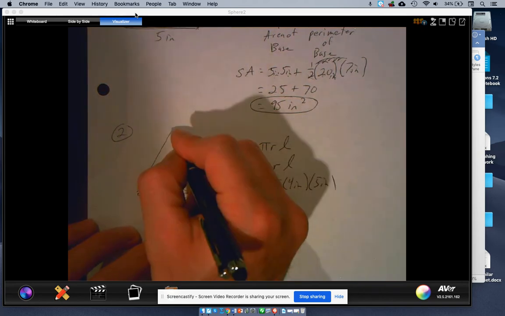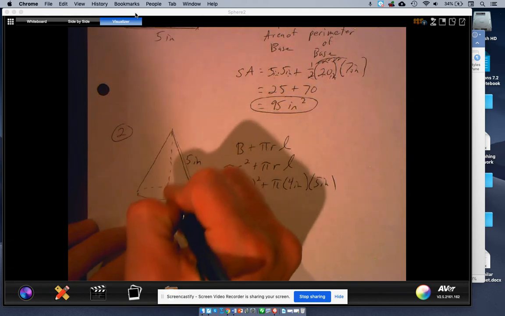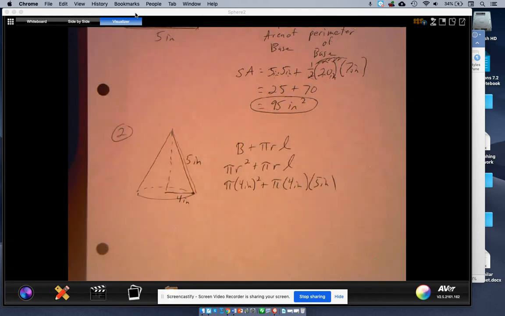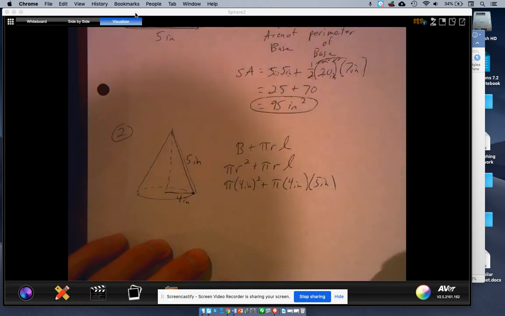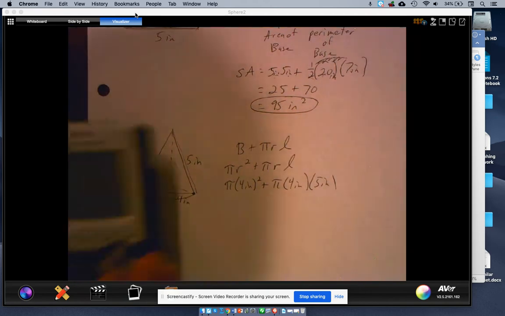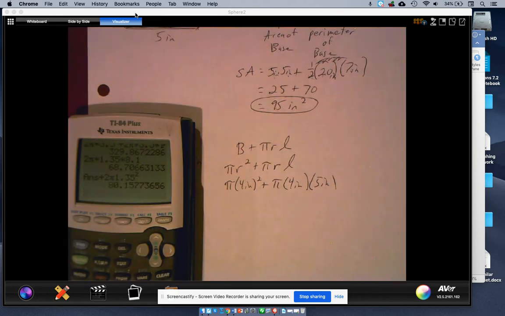Again, slant height. It's on a slant. If I ask you for the height, that would go through the middle. We'll be doing that when we do volume. I'm not asking you for that. I'm asking you for slant height. And I put this all in my calculator and I get an answer. So let's actually do that.